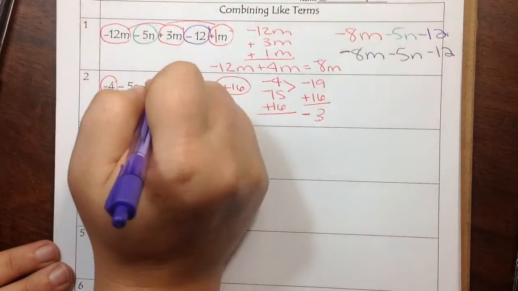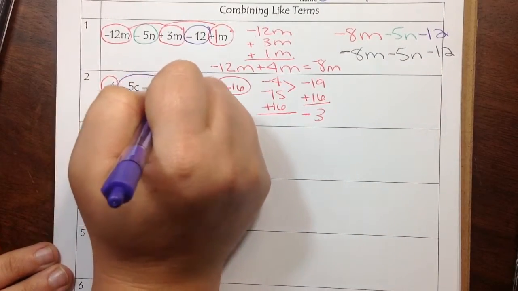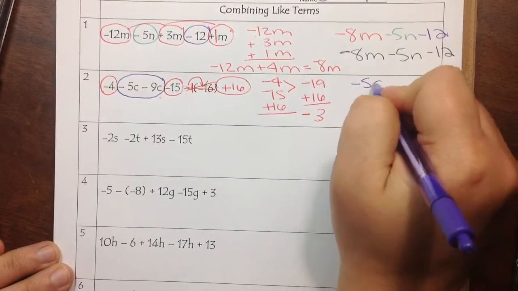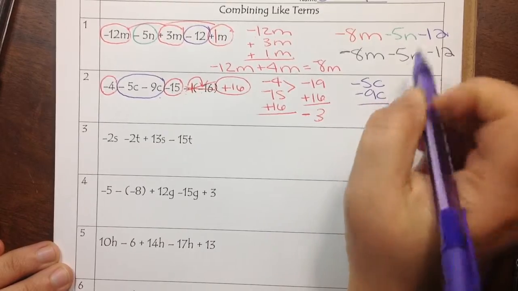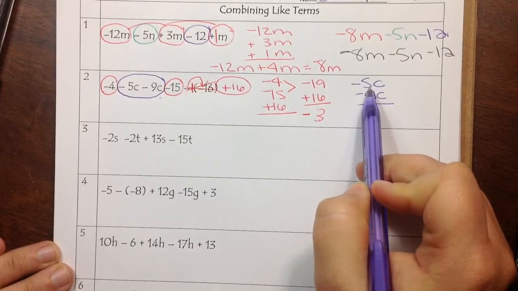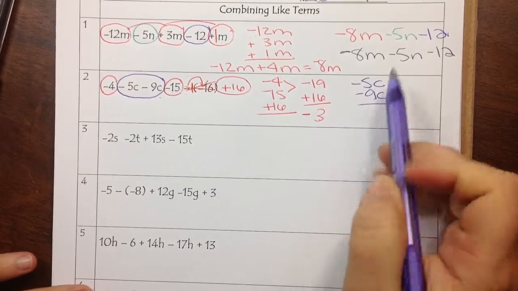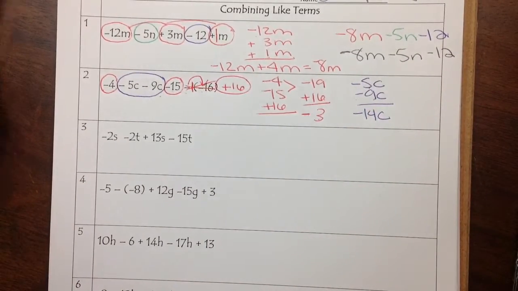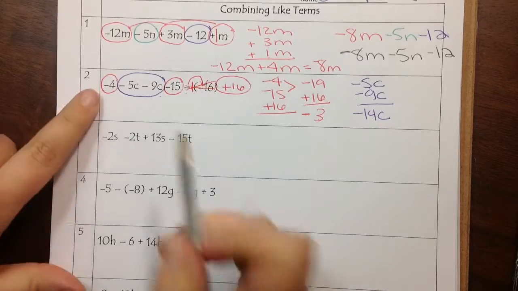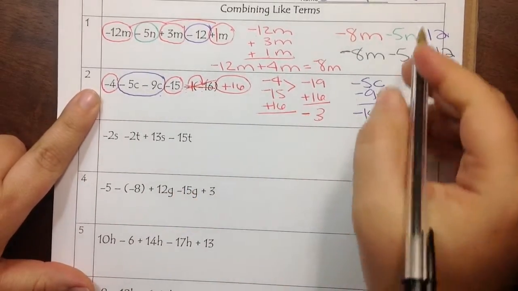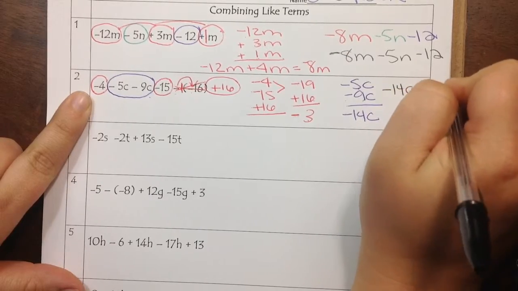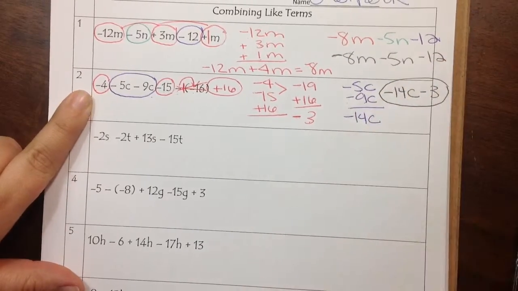I also can combine these two because they both have C's. So negative 5C minus 9C. I lost 5 Skittles, I lost 9 Skittles, so I lost a total of 14 Skittles. So now that everything in the equation has been combined, I can put them together. And I would be left with negative 14C minus 3. And that would be my answer.